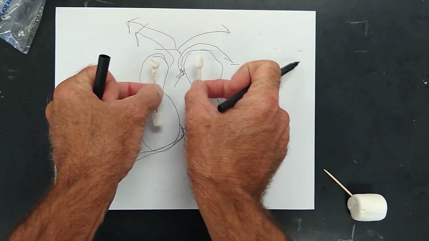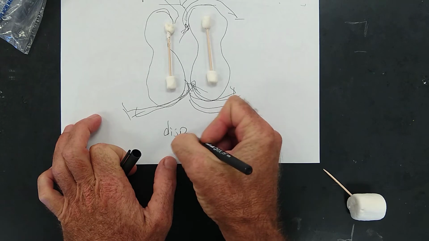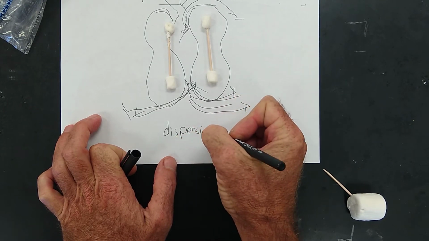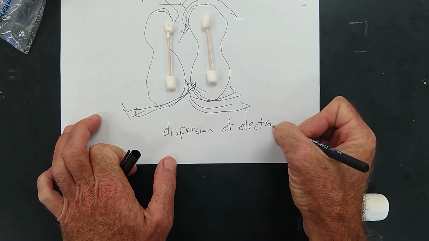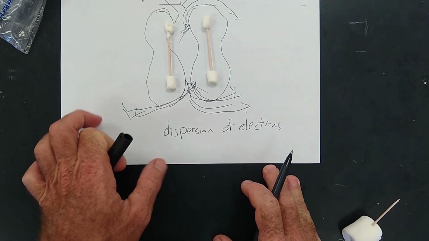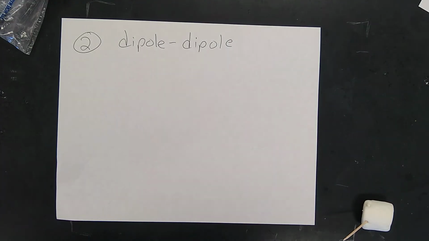As soon as there's no pressure, they go back apart again, and they're happily floating around as hydrogen gas. The dispersion we're talking about is the dispersion of electrons. The electrons are forced to move out of the way because the pressure is so great that we force them to do that.